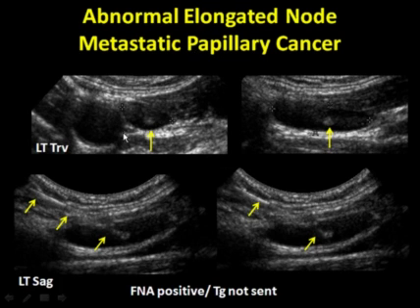Again, another abnormal elongated node. It's elongated, but it has this focal echogenic area within the node. It doesn't look like a typical echogenic elongated fatty hilum. We put a needle into this small 2 to 3 millimeter focus, and the FNA came back positive. And we actually did not send the thyroglobulin because we had positive cytology.